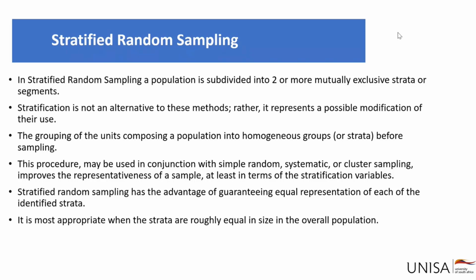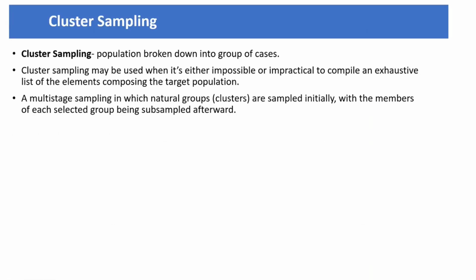So it's most appropriate when the strata are roughly equal in size in the overall population. So it is ideal that you put them together in size. They are equal in size, so that as you select one of the strata, you represent the entire strata, and then you take the different strata in the population, just to make sure that you enhance and improve what is called representativeness of the population.